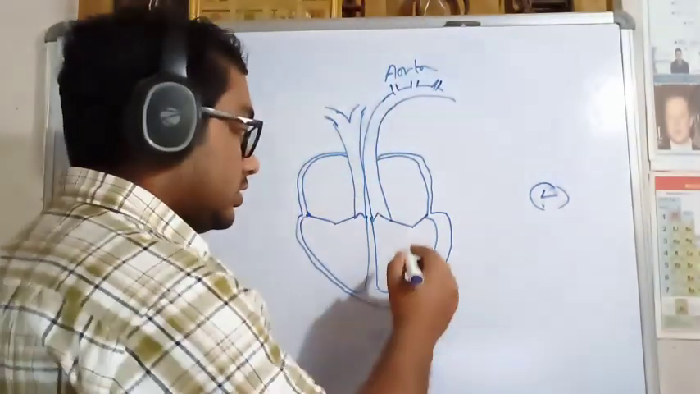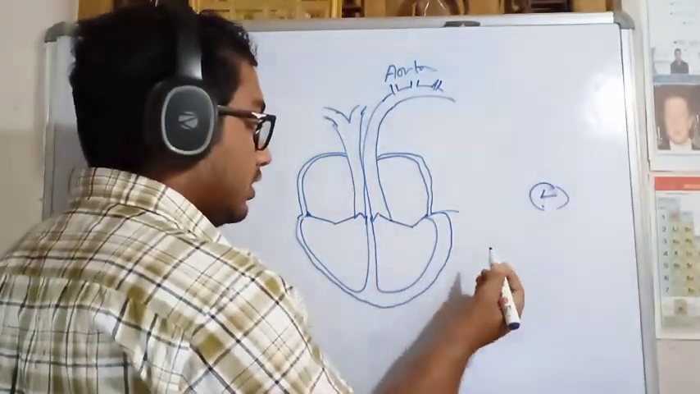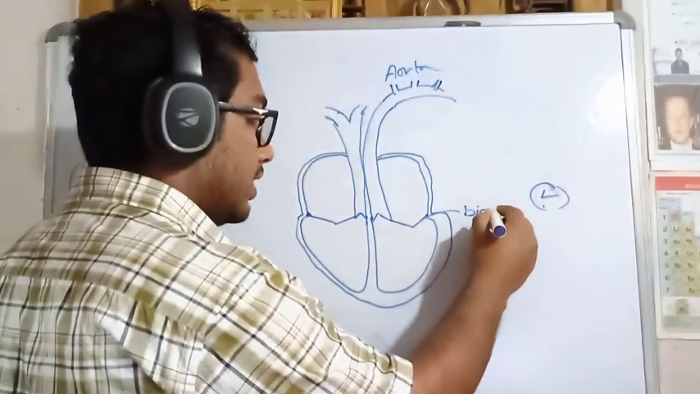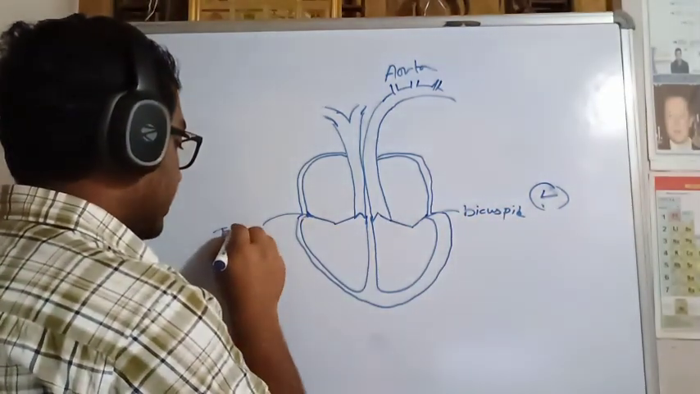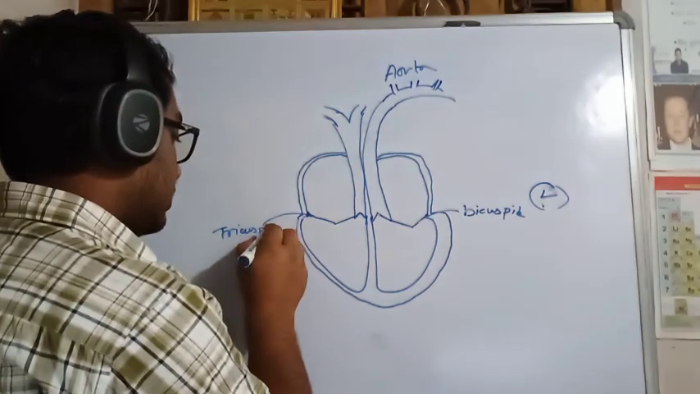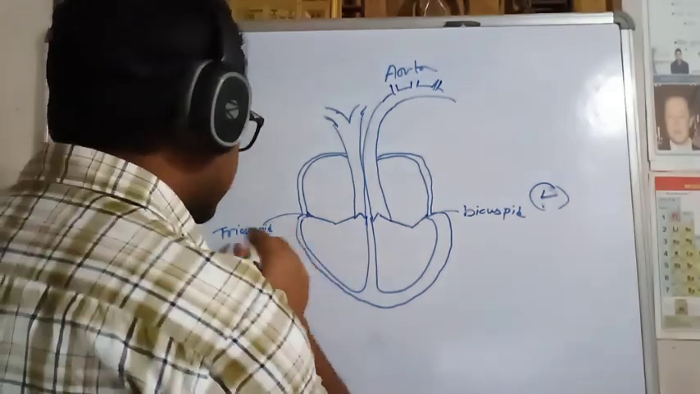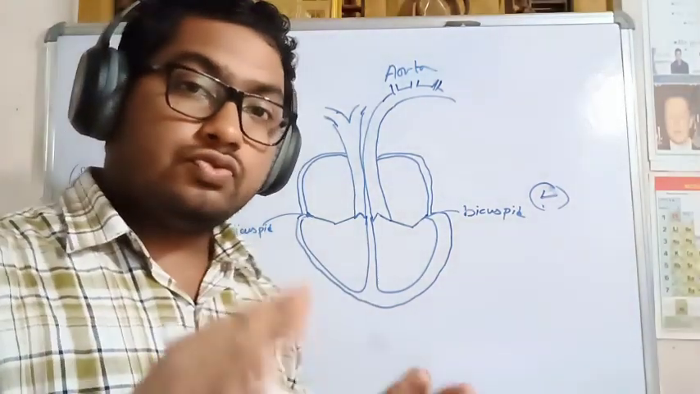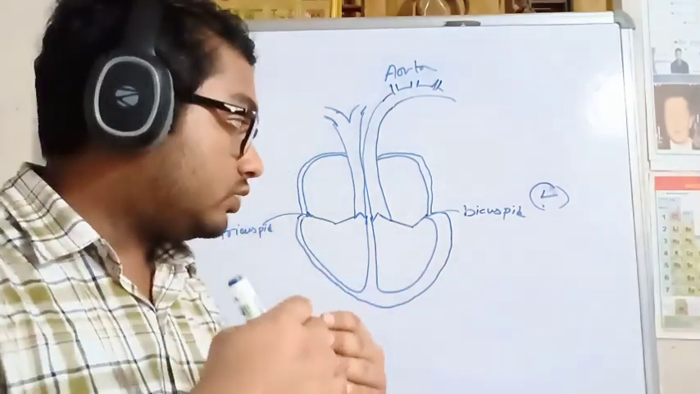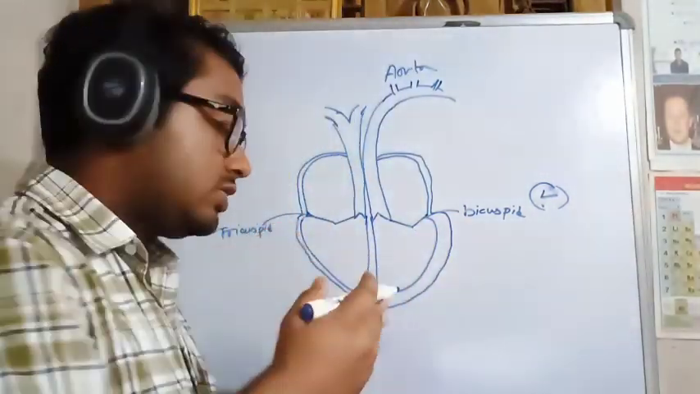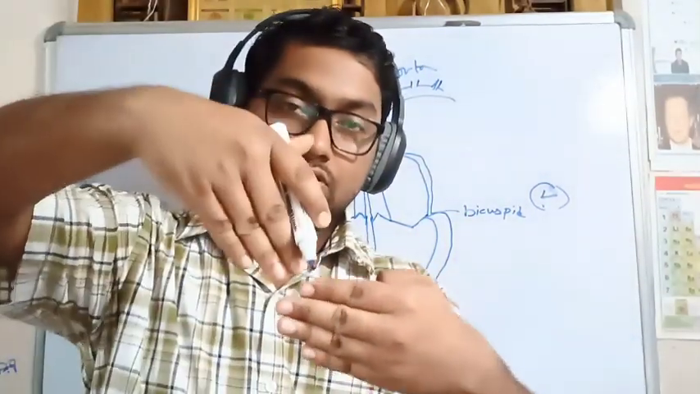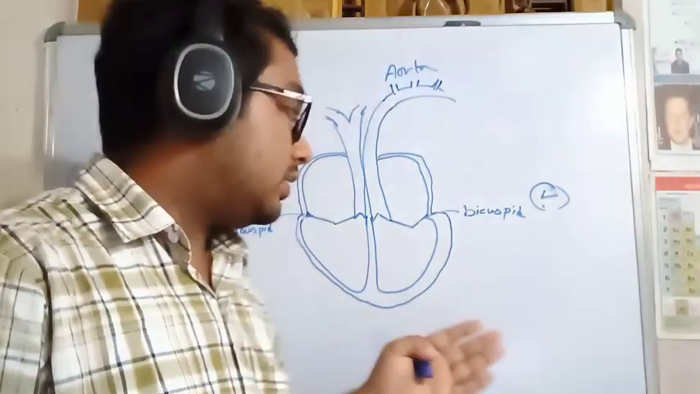This valve is called the bicuspid valve, and this valve is called the tricuspid valve. This is tricuspid because there are three cusps. This is bicuspid because there are two gates. This is bicuspid, and this is the tricuspid: one, two, and three. Those three open. That's why it's tricuspid.